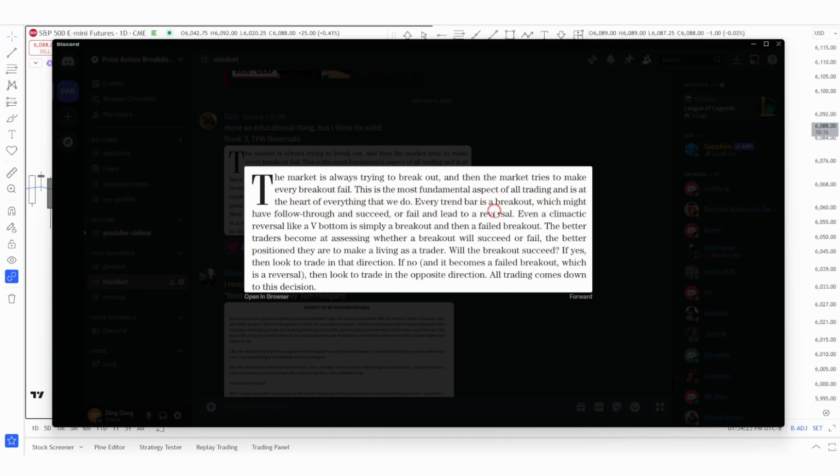Every trend bar is a breakout, which might have follow through and succeed, or fail and lead to a reversal. Even a climactic reversal like a V-bottom is simply a breakout and then a failed breakout. The better trader becomes at assessing whether a breakout will succeed or fail, the better position they are to make a living as a trader. Will the breakout succeed? If yes, then look to trade in that direction. If no, and it becomes a failed breakout, which is a reversal, then look to trade in the opposite direction. All trading comes down to this decision.